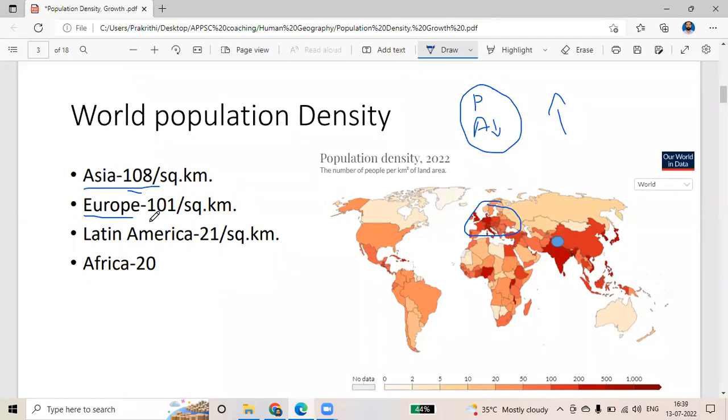That is almost 101 per square kilometer. Then the third one is Latin America. If you look, the size is very less, because if you take these countries, these are bigger countries, and the population comes the same, just like Europe. It is between 5 to 10% population. Regarding the population, Latin America has population, but the area is much bigger.